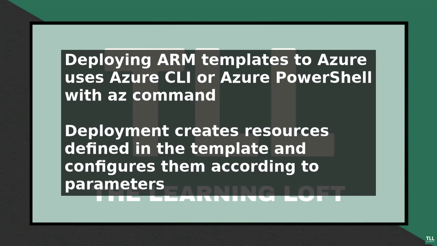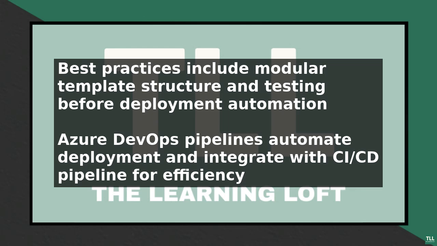Best practices for Azure Synapse ARM deployment include using a modular template structure, testing the template before deployment, and using parameters to customize the deployment. Additionally, use Azure DevOps pipelines to automate the deployment process and integrate it with your CI/CD pipeline.